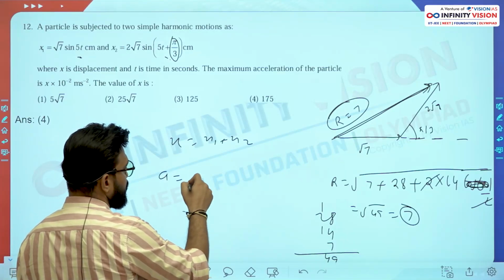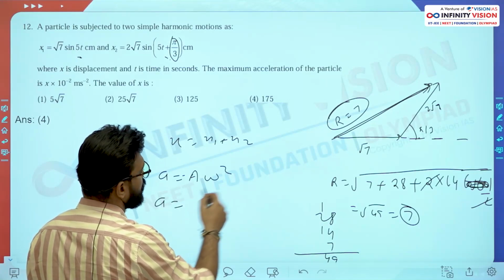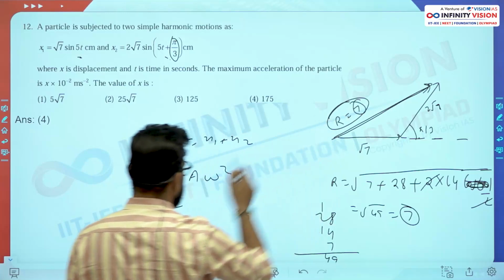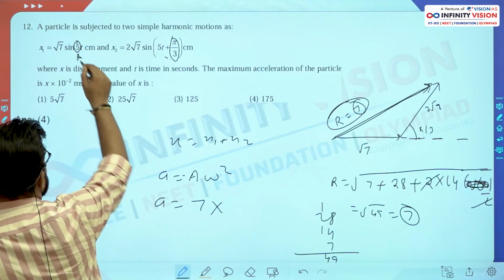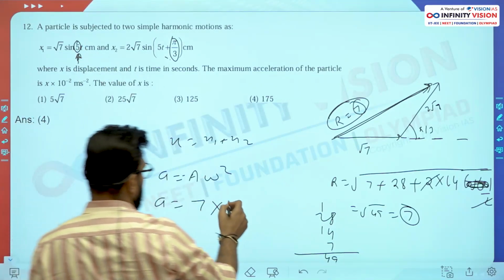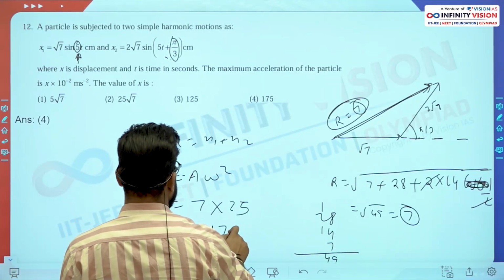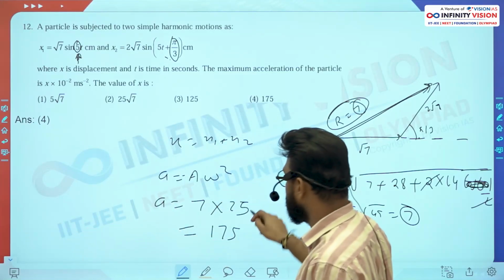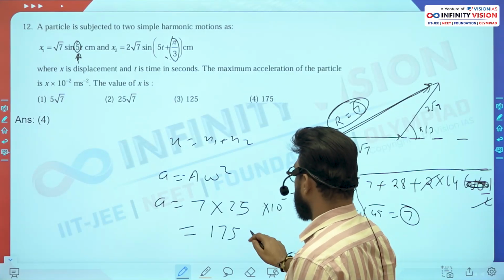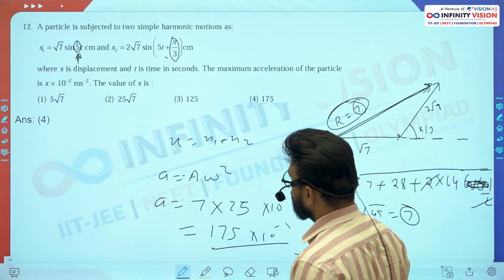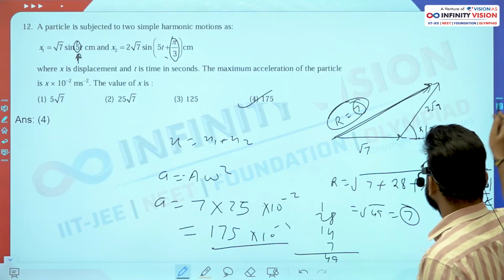Now what would be the acceleration? Maximum acceleration is given by minus a omega square. The resultant amplitude came out to be 7, and omega in the expression is 5, so omega square is 25. From this we get 175. Again, remember one thing, this amplitude is in centimeter, so this would be into 10 raised to the power minus 2. So x comes out to be 175 into 10 to the power minus 2. The fourth option is the correct option that we are getting. Okay.